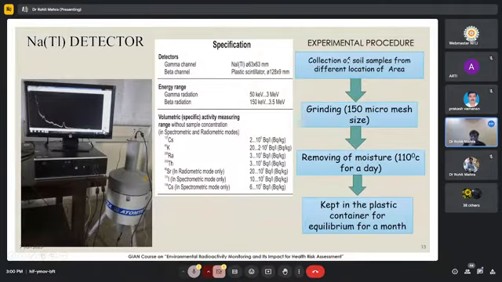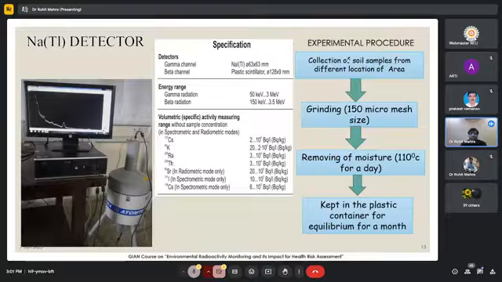Across the x-axis, these are the energies, and across the y-axis, these are the counts. Now, if you have a peak at a particular energy, it indicates that an element corresponding to that energy is present. Suppose you are getting a peak at 1461 keV. That indicates that a gamma ray of 1461 keV is being emitted, and the element containing that 1461 keV is present, which is generally potassium.